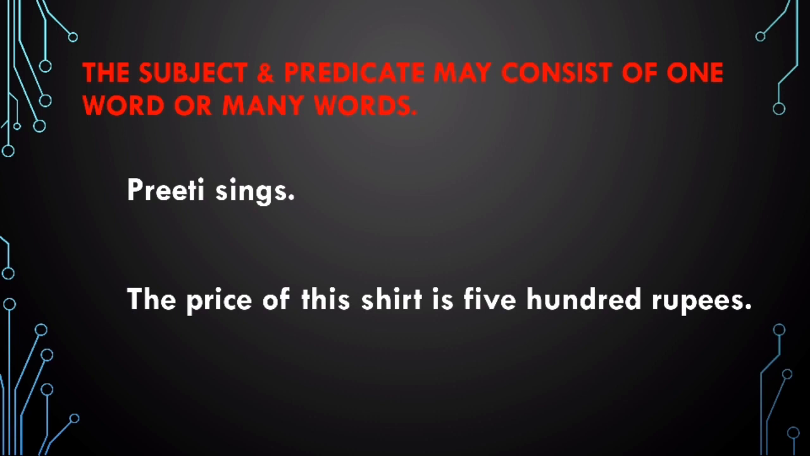But in the next part, just see. The price of this shirt is 500 rupees. Okay, so here we are talking about the price of this shirt. So the price of this shirt is the subject. Is 500 rupees is the predicate. So did you see? The price of this shirt, this subject, has a number of words. In the same way, the predicate, is 500 rupees, also has a number of words. So it's not necessary that subject and predicate consist of only one word. They may consist of more than one word, right?